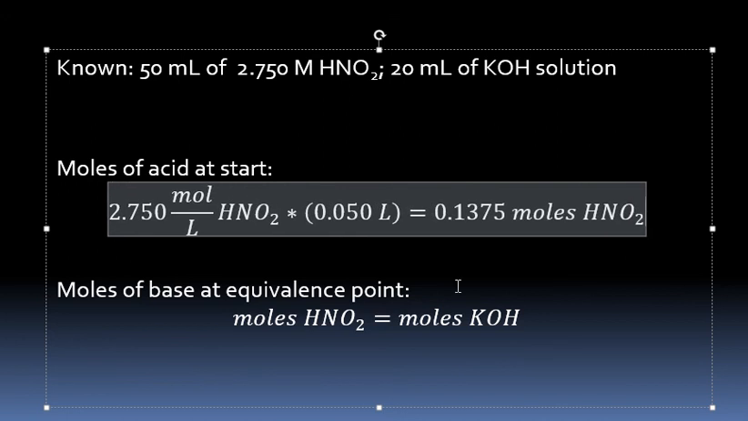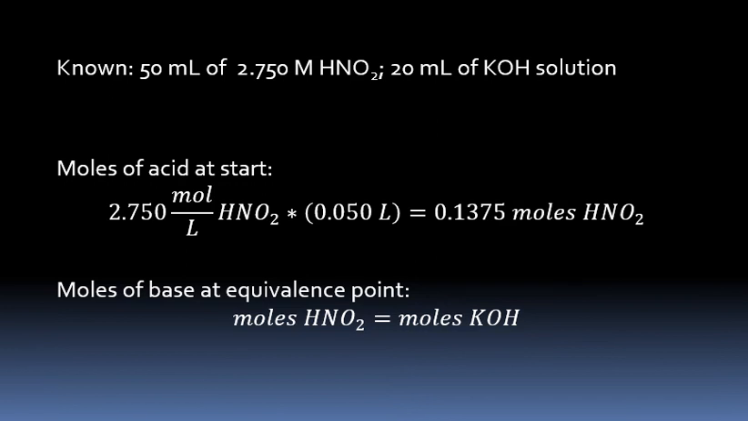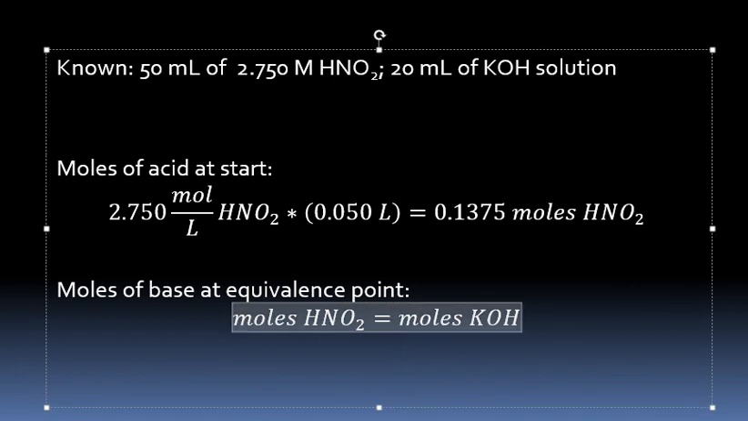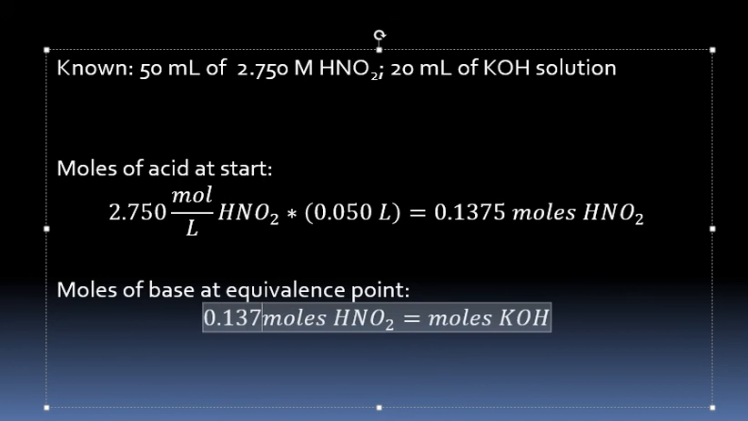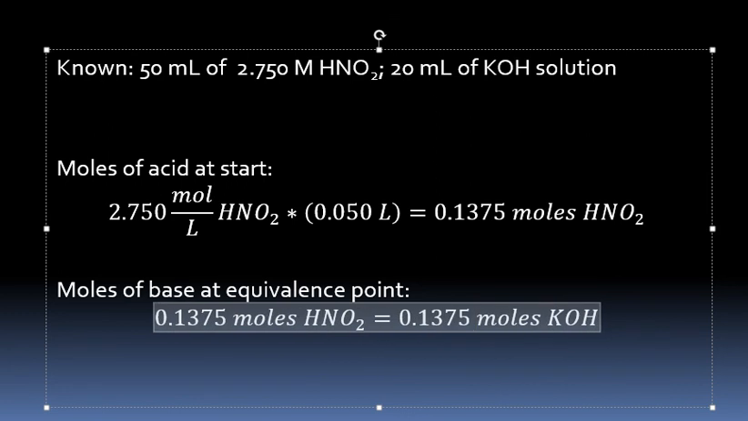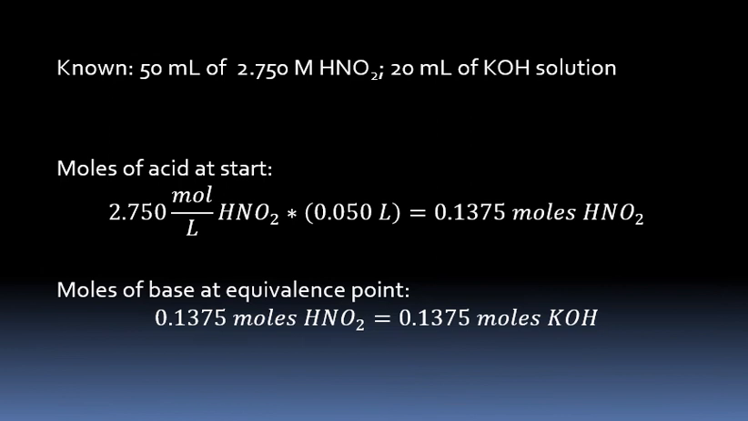Now, next thing we can do is calculate the moles of base that we would need to have added to reach the equivalence point. Since our acid-base chemical equation is 1-to-1, this is pretty simple. In order to reach the equivalence point, we need to add just as many moles of our base as what we started out with our acid. So if we started out with 0.1375 moles of acid, we're going to need to add 0.1375 moles of base to reach the equivalence point.